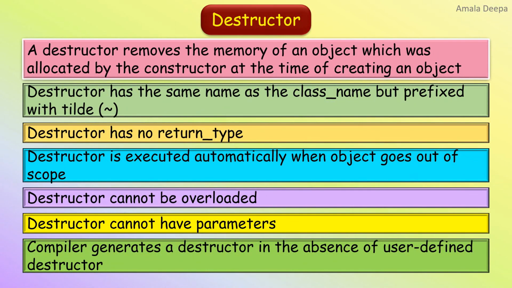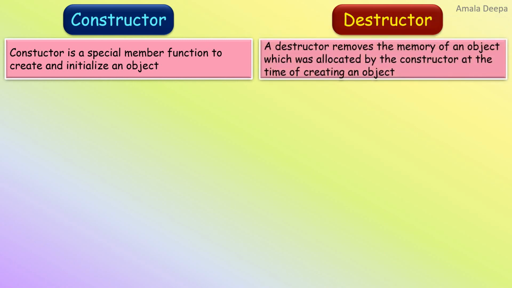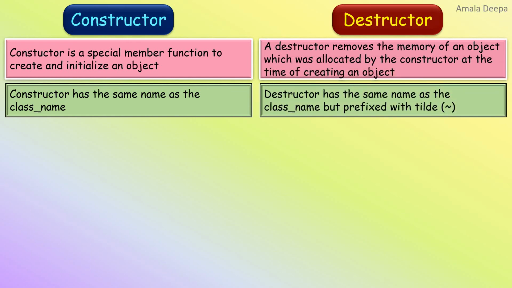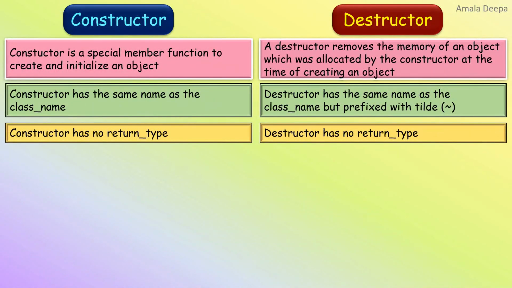Let me now compare constructor and destructor. Constructor is a special member function to create and initialize an object. Destructor removes the memory of an object which was allocated by the constructor at the time of creating an object. Constructor has the same name as the class name. Destructor also has the same name as the class name but prefixed with tilde character. Constructor has no return type. Destructor also has no return type.